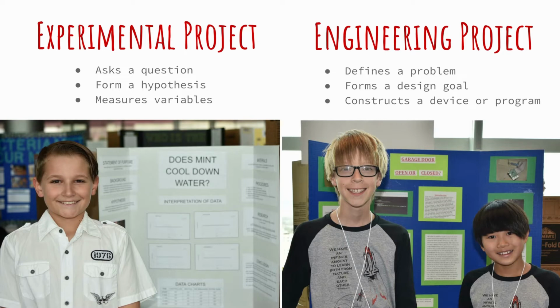Over here we have the experimental project, does mint cool water down. And so the variable that he is measuring is the temperature of the water. The variable he's changing is whether or not the water has mint. Versus the engineering project, where they wouldn't remember to close their garage door, which was a problem. Nobody wants their car stolen, right?